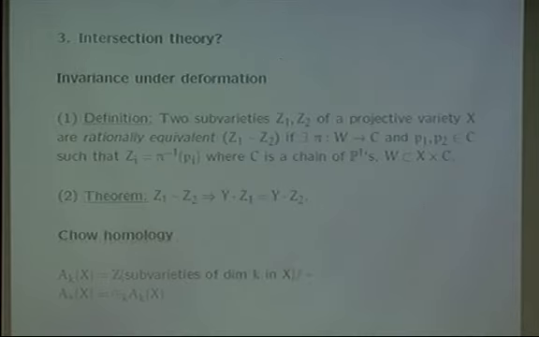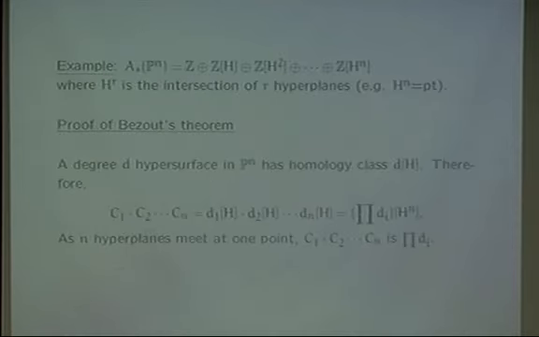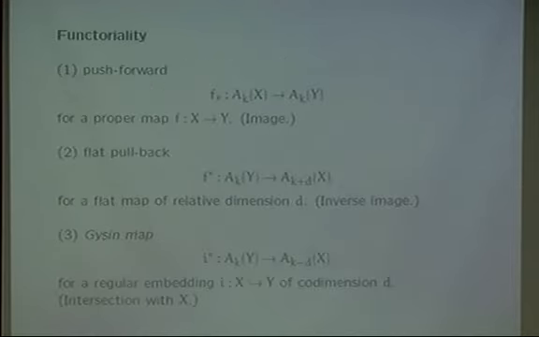So the only thing that I didn't prove is this theorem, this assumption. Let's just take it as true. Then you have Bezout's theorem, with a very simple proof. Okay, so that's the basic idea of intersection theory. Everything just takes place in the Chow homology group.